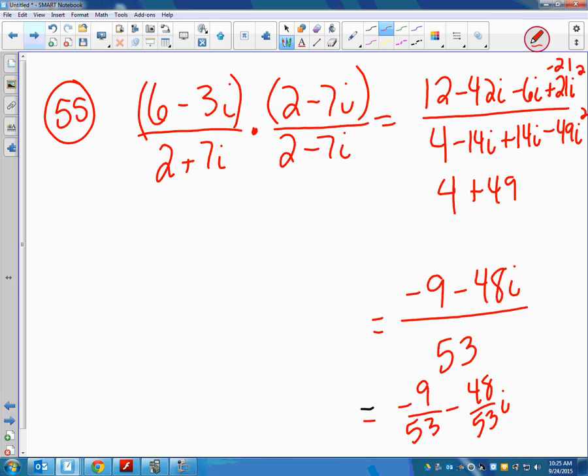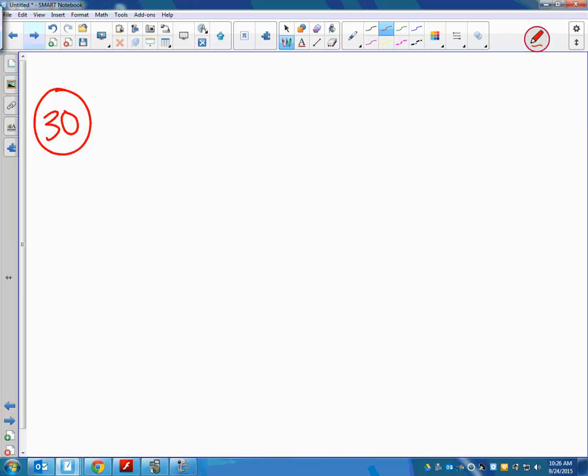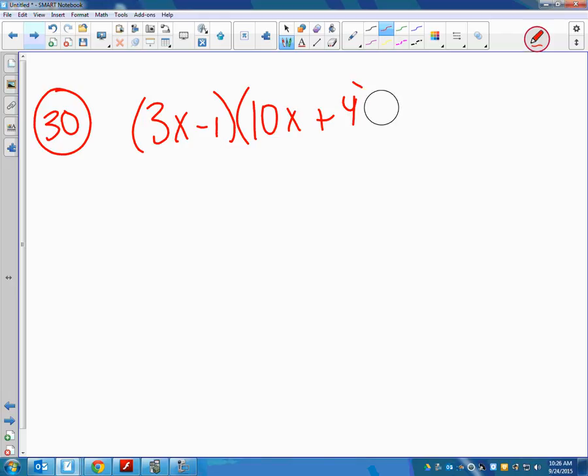Dylan, what question did you have? What should you do first on this, Dylan? Yeah, you just have to FOIL it out, combine like terms.